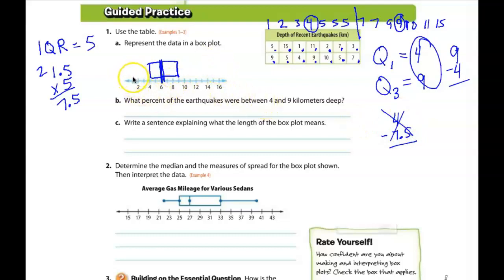So what we're going to do is put a dot at the least value, which is the lesser extreme, and we're going to draw a line to our box, and that's our first whisker. So there are no lower end outliers.